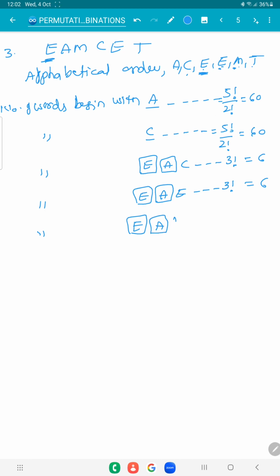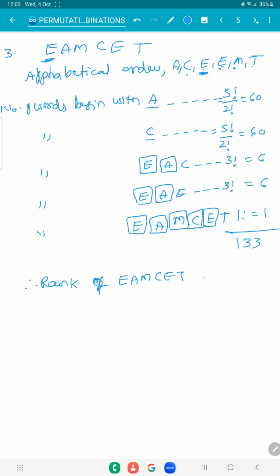After this one, number of words that begin with E, A. After E we have M. M is needed, right? Come forward. This is locked. A is there. A is already used, right? So A is used means that we have C. Come forward. E is also needed. T, that is one factorial, that is 1. So what is this one? 120, 133. Therefore rank of MASSET is 133.